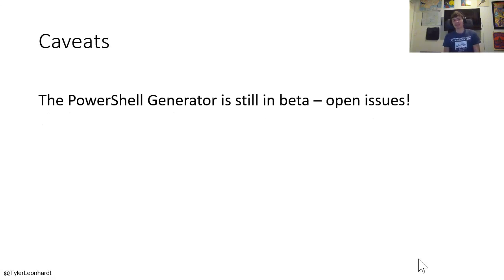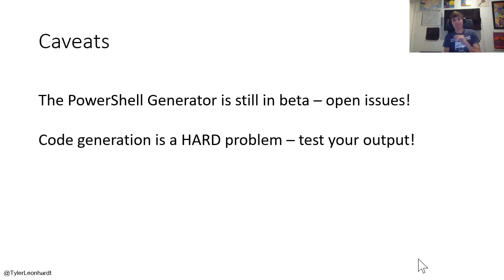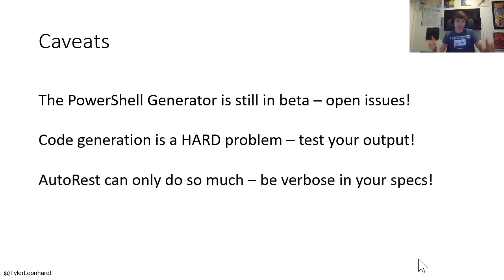It's really important. That leads me to the second caveat, which is code generation is really, really hard. It might not always do the right thing. For example, the FDIC example wasn't quite perfect. It would be nice if it was a little bit more PowerShell-y. So be sure that you test your output to be what you expect it to be. It is very hard, but it's also really impressive to see that something like this is achievable. And also, AutoRest can only do so much. Be as verbose in your OpenAPI specs as possible.